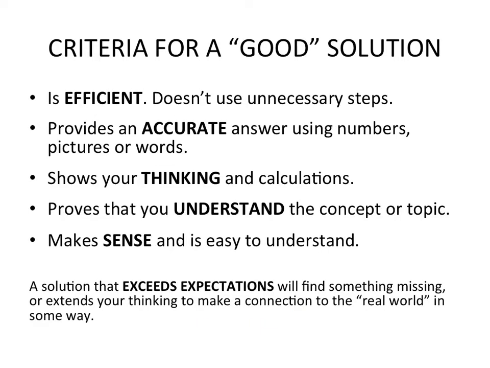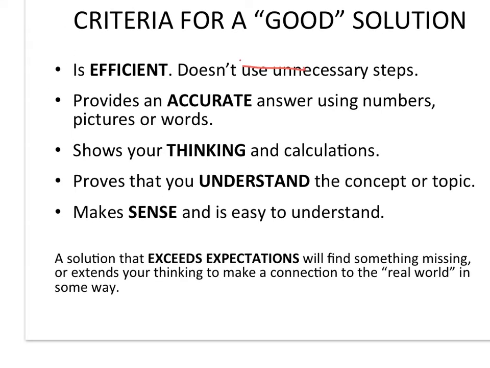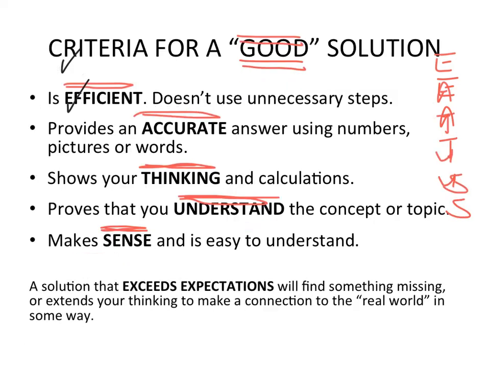Now, I can see that it's efficient, it provides an accurate answer, shows my thinking and calculations, and proves the solution is efficient. In other words, we don't use unnecessary steps. So we might use mental math, that is, figure things out in our head. The problem with that is that if you're trying to prove to somebody what the answer is to a particular problem, they can't see inside your head. So you need to show something.